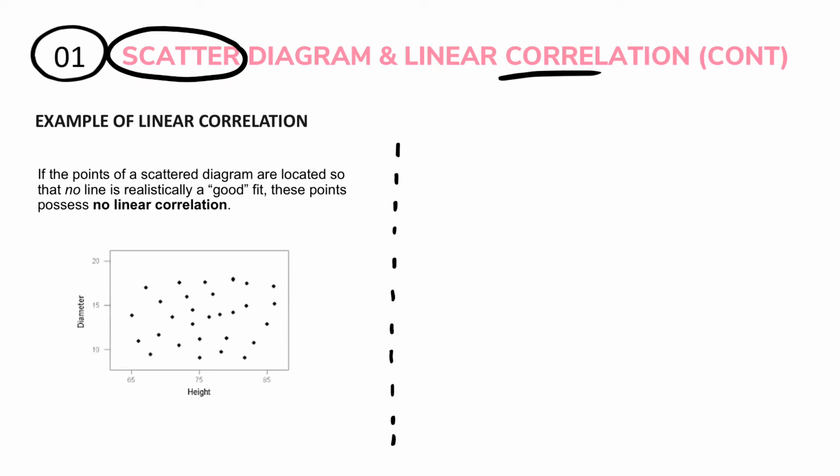You can see that the scattered points in this graph do not show any specific trend, neither increasing nor decreasing. So what we can conclude for this case, there is no linear correlation between diameter and height.